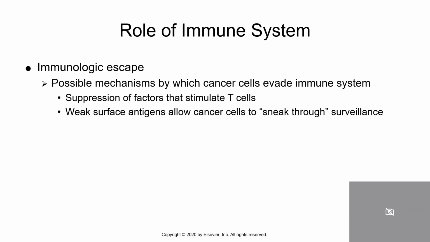But just like anything, there's always an exception, and in some cases, there are mechanisms that make it possible for cancer cells to evade the immune system altogether. Whether it's through a suppression of factors that are responsible for stimulating T cells, or because there are weak surface antigens that cancer cells can sneak by, one of these things is going to allow the cancer cells to escape the normal immune response.